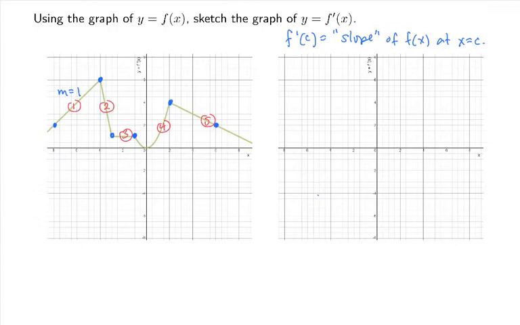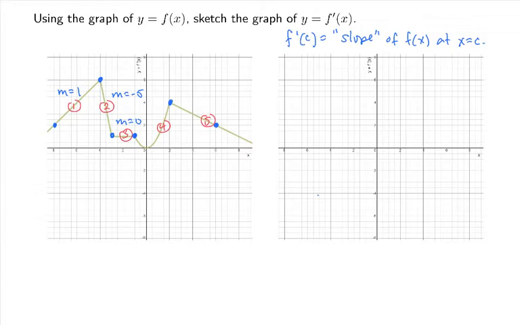For region 2, in going from this point down to this point, I'm going to go down, what is that? Down 5 and to the right 1. So that tells me that my slope in that region is -5/1 or -5. Region 3, we don't even really need to look at these points. We can tell that since the line is horizontal, the slope in that region will be 0. And then let's skip region 4 for a minute because we clearly have some nonlinearity there.